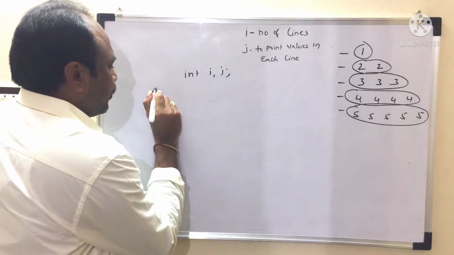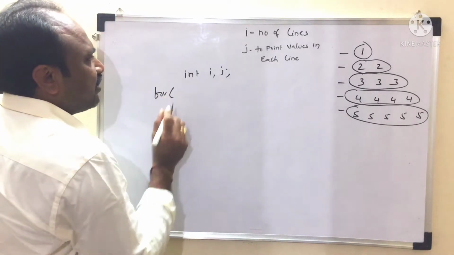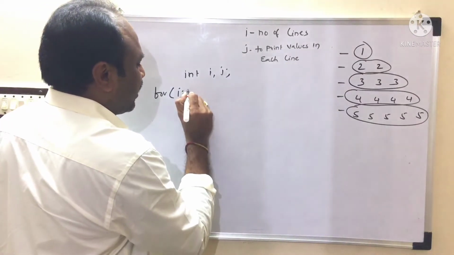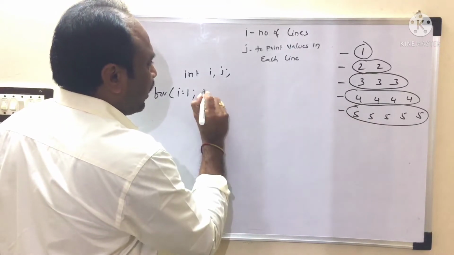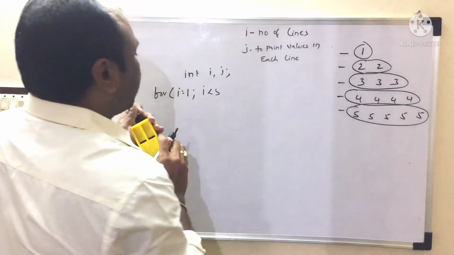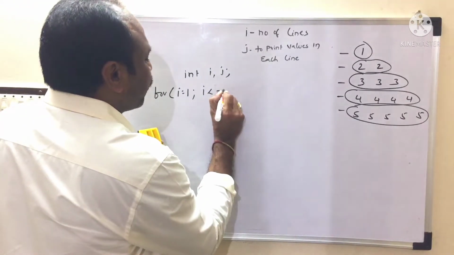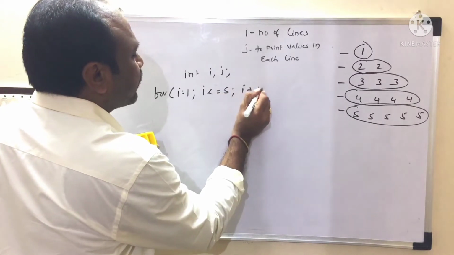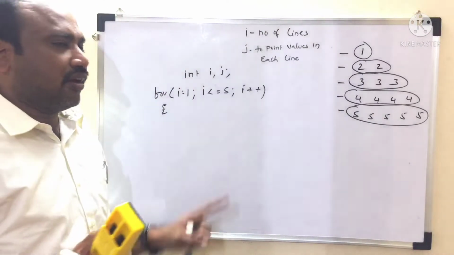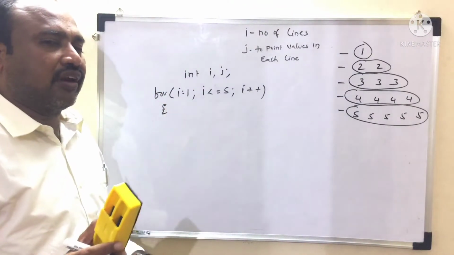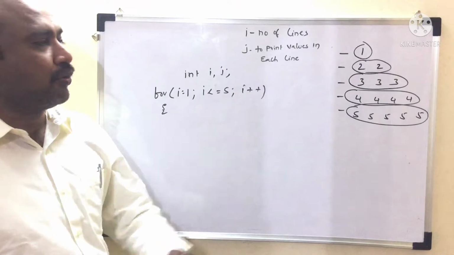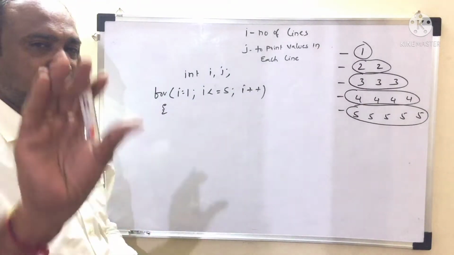Okay. First, what is the syntax of for loop? Initialization. For i equal to, what is the line number? 1, first line. Up to what line? Fifth line. 1, 2, 3, 4, 5 lines. i equal to 1, i less than or equal to 5, first line to fifth line, i plus plus. i value 1 is first line, i value 2 second line, i value 3 third line, i value 4 fourth line, i value 5 fifth line. If i value becomes 6, come out, because the number of lines we have to print is 5 only.